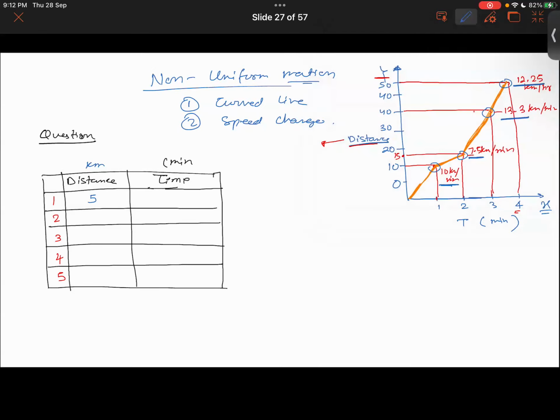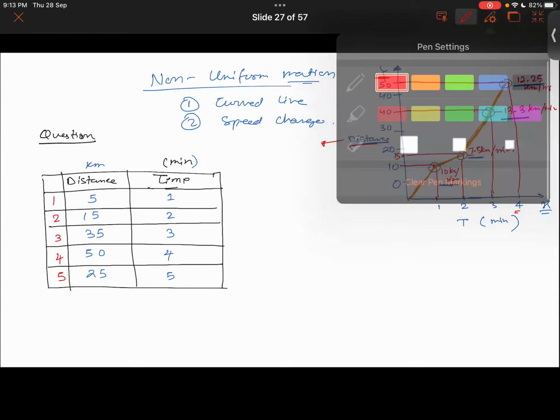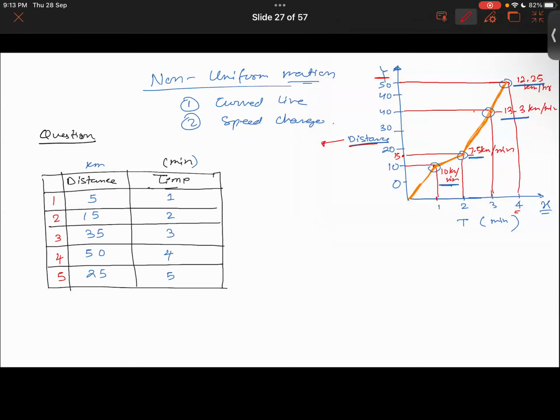To tell whether it is non-uniform or uniform motion, first you have to plot the graph. Then the answer will come whether it's a uniform motion or not. Sir, should we also find the speed? No, you can leave that. Okay, because drawing the graph might take some time.